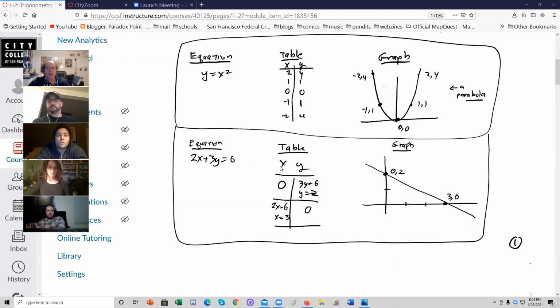Now, therefore, all you need are 2 points to plot a line. When x is 0, you plug in 0 here, you get 3y = 6, therefore y = 2. If you substitute y = 0 in this equation, you get 2x = 6 or x = 3. So the point (0, 2) is on the graph, and the point (3, 0) is on the graph. This is a linear equation, so the graph is the straight line between these 2 points.